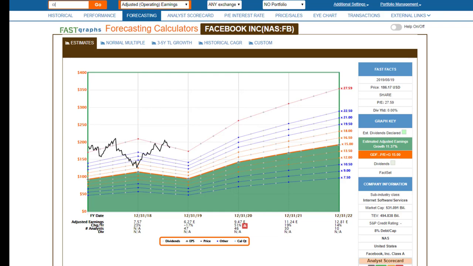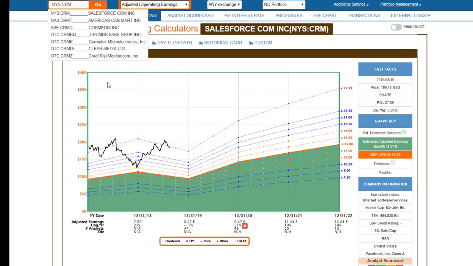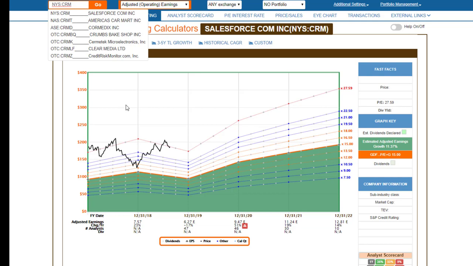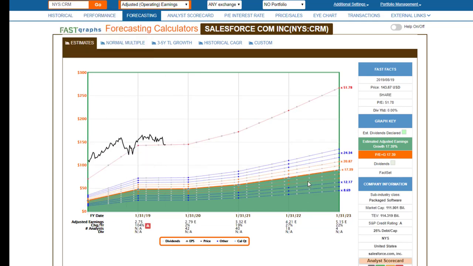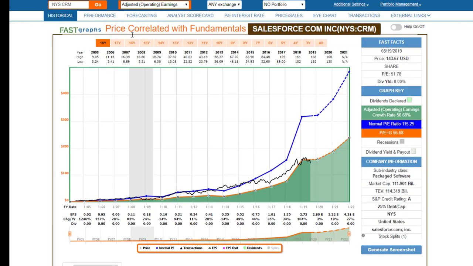Let's go ahead and close this graph by looking at Salesforce.com, which was one of the ones that we brought up. Now, it's expected to grow at 17% going forward. If I look at its historical growth, it has averaged over 56%. And what FastGraphs did, because its P equals growth rate, we applied a 56.7 or rounded PE ratio to this graph, and even then this company traded at much higher valuations.